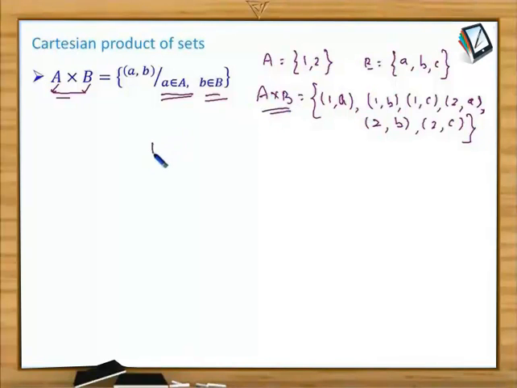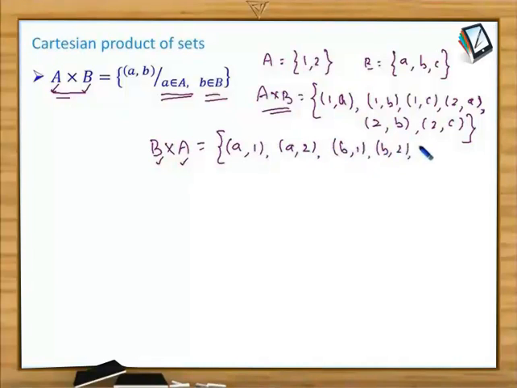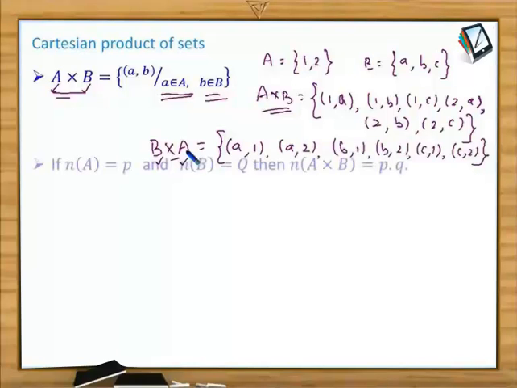Just for practice, can we also write what is B cross A in that? Now here what should be the difference? The first element should be selected from the set B and the second element should be selected from the set A. How will be the elements? Now my first element should be from B, that is (a, 1), (a, 2), (b, 1), (b, 2), (c, 1) and (c, 2). See all the elements. My first element is selected from the first set in the product and the second element is selected from the second set in the product.